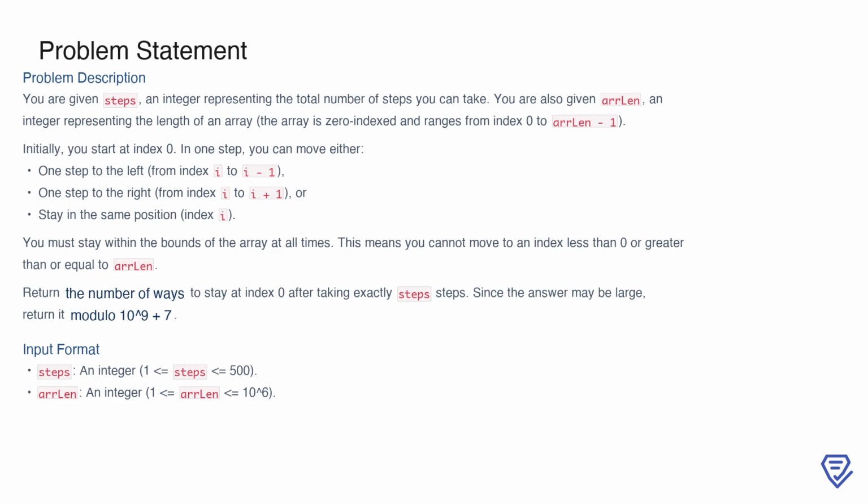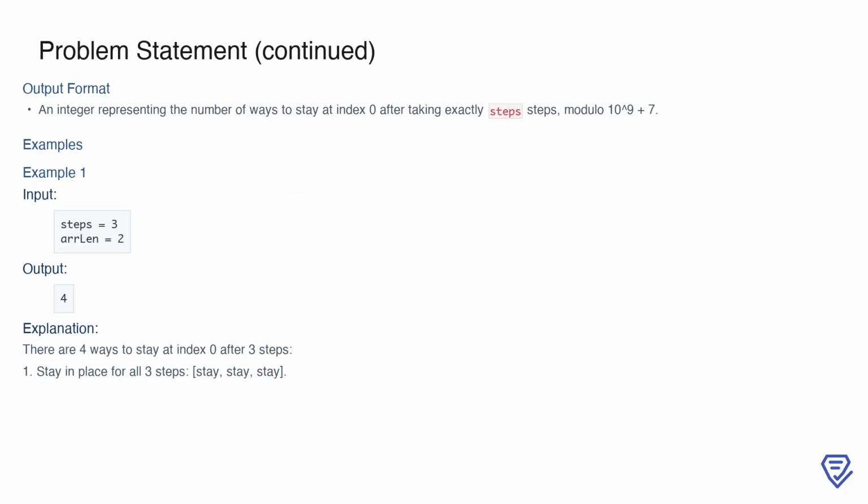Steps is at most 500, and ARR_len can go up to 10 to the power of 6. The output of the problem is a single integer that represents the number of ways to stay at index 0 after exactly steps, modulo 10 to the power of 9 plus 7. To help understand this better, consider the first example. Here, steps is 3, and ARR_len is 2. The output is 4, meaning there are 4 distinct ways to stay at index 0 after 3 steps.